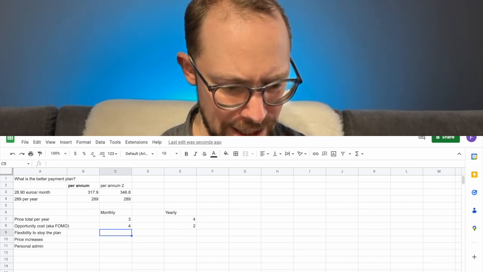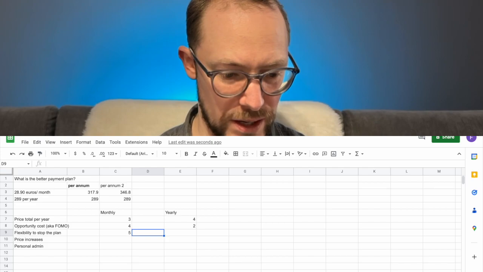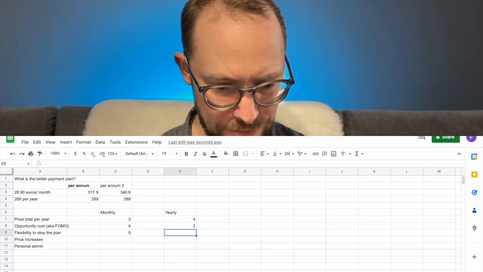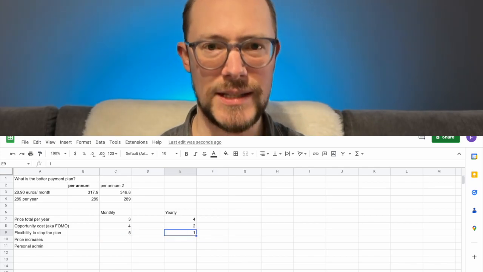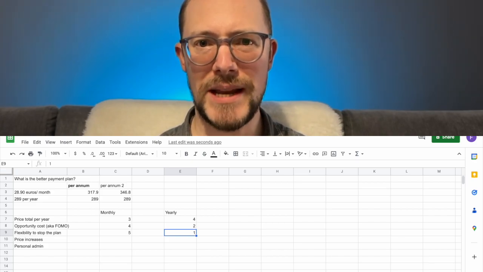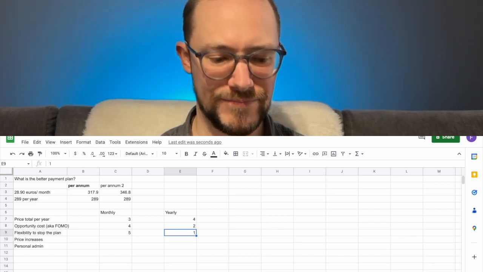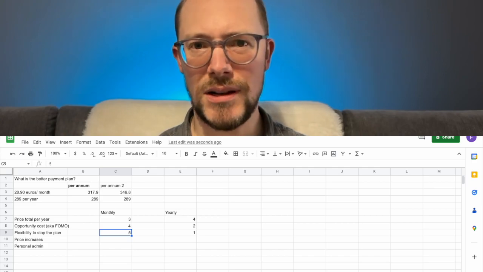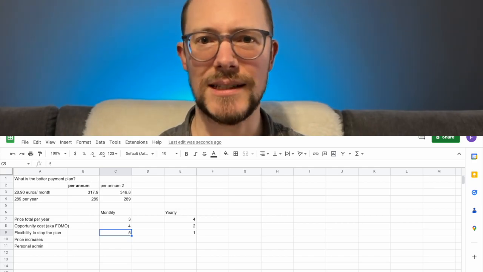Flexibility to stop the plan. I think that with the monthly one, that's really great. For the yearly one, it's not that great, right? You still pay for the remainder of the year. You're not getting any money back. While with the monthly one, if you don't like it, okay, for the next month, you can just cancel it and that's over.